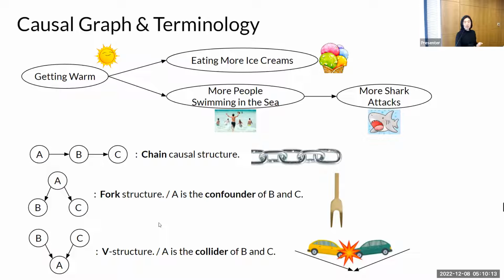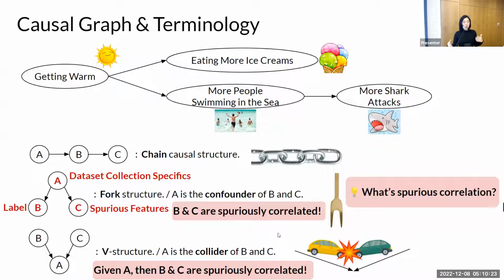The last one is a very interesting one. It's called V structure or collider. A is the collider of B and C. So what do these terms mean? Like how does it connect to our current research? One important implication of this is how we talk about spurious correlation.